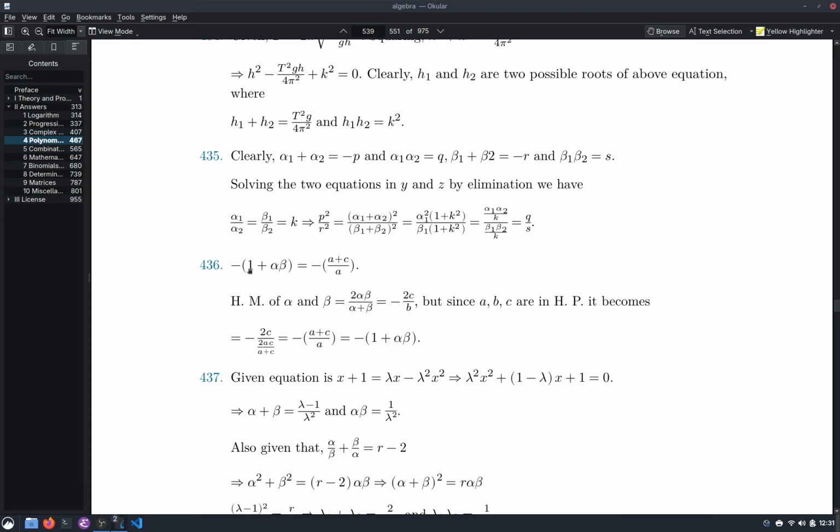Now we look at the value of minus of 1 plus alpha beta, which is minus of a plus c by a. Now we look at the harmonic mean of alpha and beta, that is 2 alpha beta by alpha plus beta. Okay, that is the harmonic mean. Now we substitute alpha beta and alpha plus beta, we get minus 2c by a. But a, b, c are in HP, so what we can say is b is equal to 2ac by a plus c, which we substitute here, which becomes equal to minus of a plus c by a, which is nothing but minus of 1 plus alpha beta.